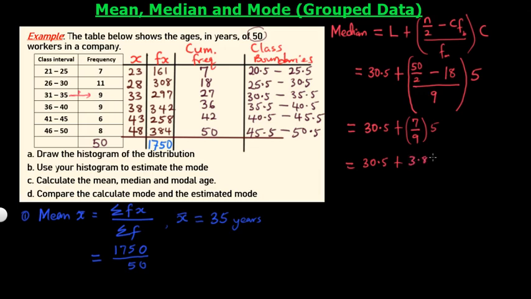So 3.88. When you do this, you add it together, 3.88 plus 30.5, which is the lower class boundary. So the median is equals to 34.38, which is approximately 34. The median is approximately 34. We've done the median. The next for us is the mode.